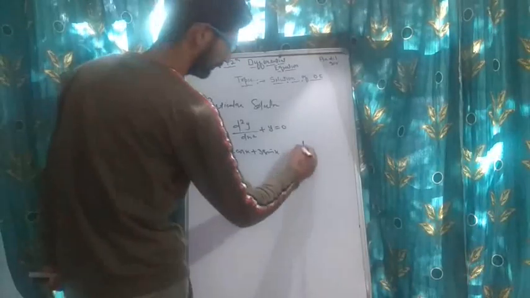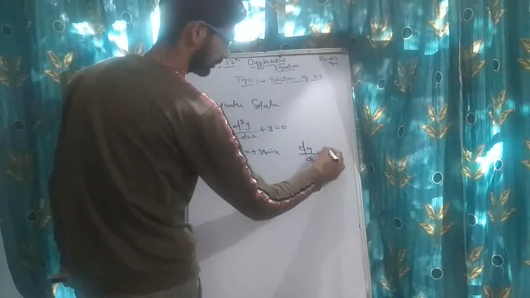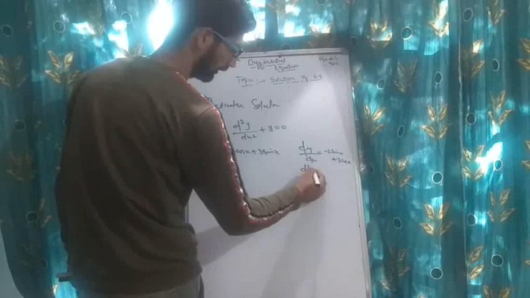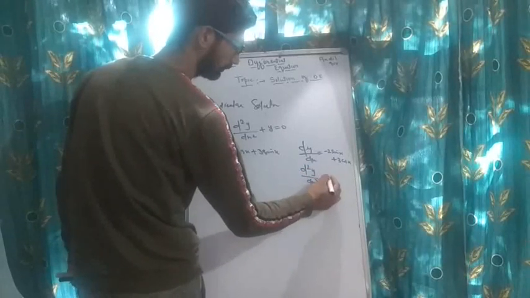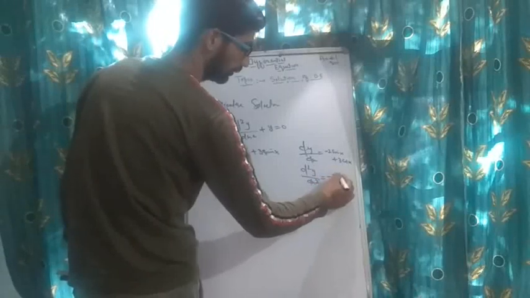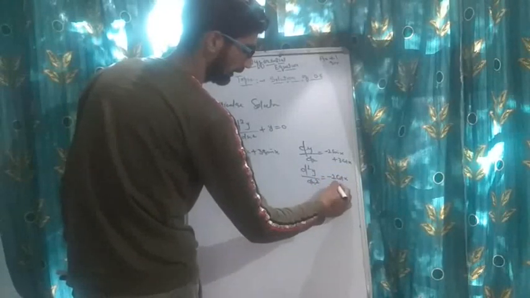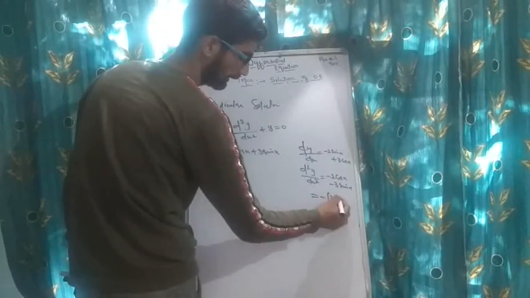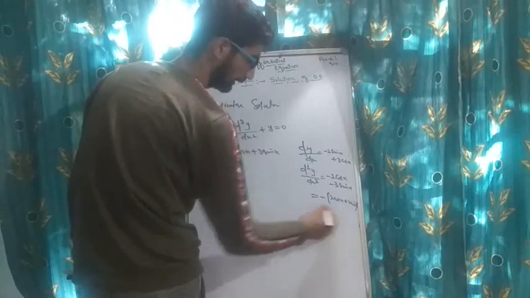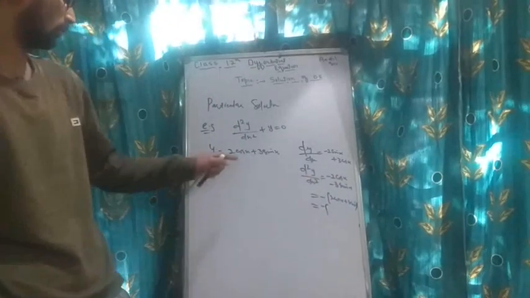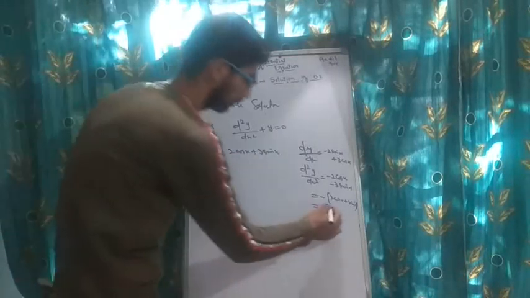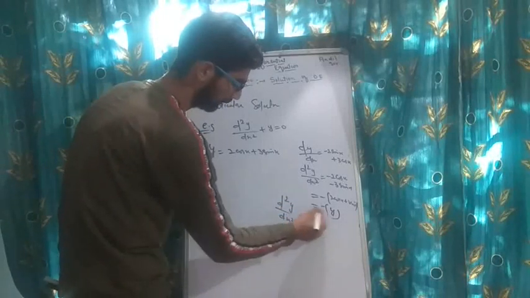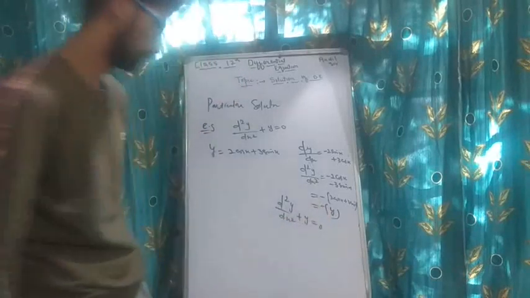So you check here: dy by dx will be equal to minus 2 sin x plus 3 cos x, and then d square y divided by dx square will be equal to minus 2 cos x minus 3 sin x. I take this minus as a common factor, so it is minus of 2 cos x plus 3 sin x, and that is equal to minus y. So I transpose this y to the left hand side, so it will be plus y equals 0.